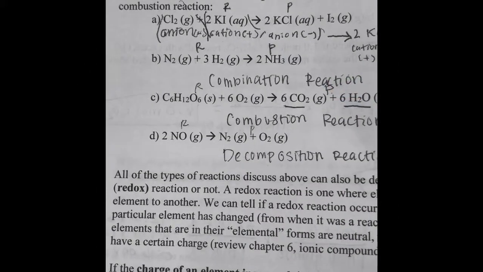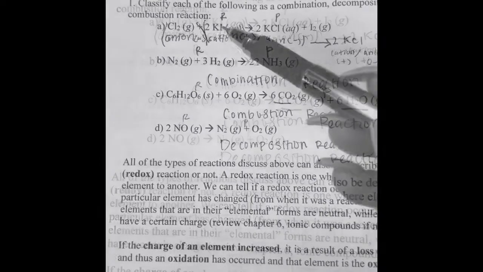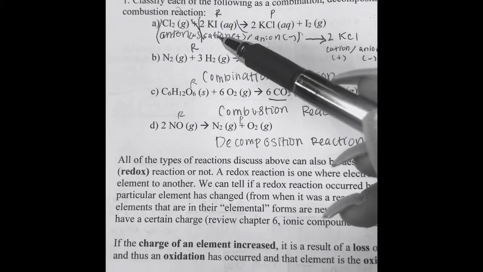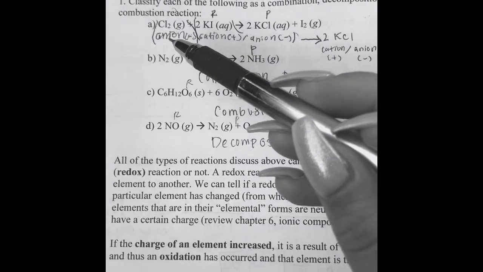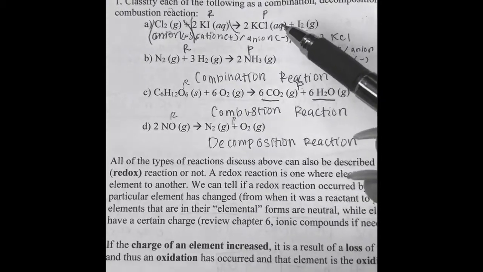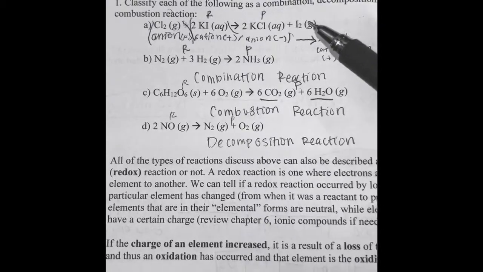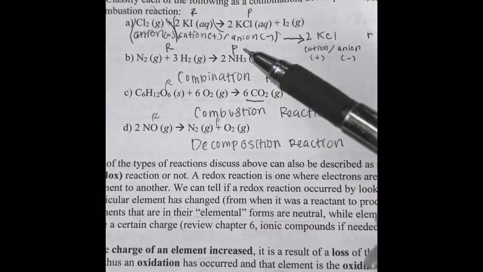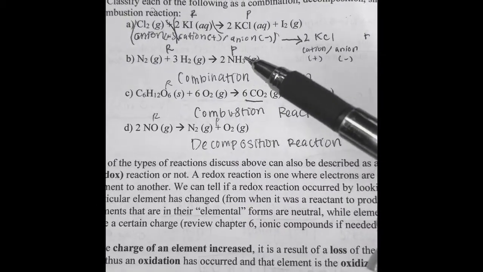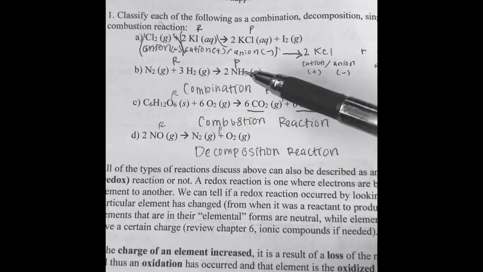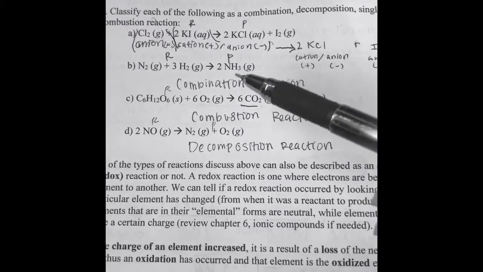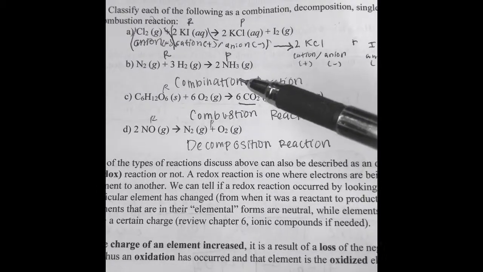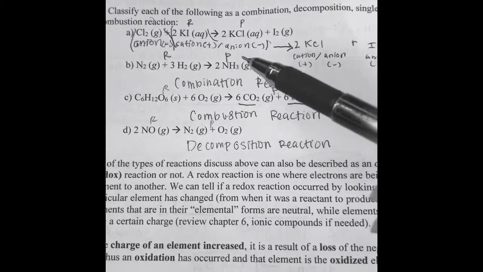Starting on classifying chemical equations, what is it when you have a cation switching to your anion on the other side, making KCl plus iodine gas, which is an anion? You get a single replacement reaction. Then for 1B, we have nitrogen gas plus hydrogen gas equaling nitrogen hydrogen gas. So that is going to be a combined reaction, also known as a combination reaction, when you just add the two and combine it.